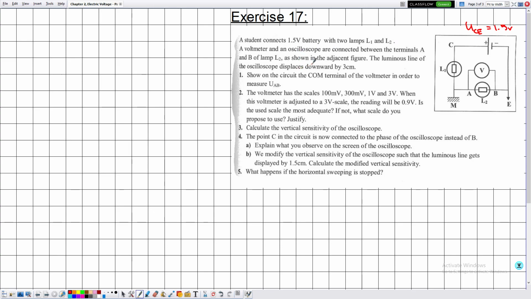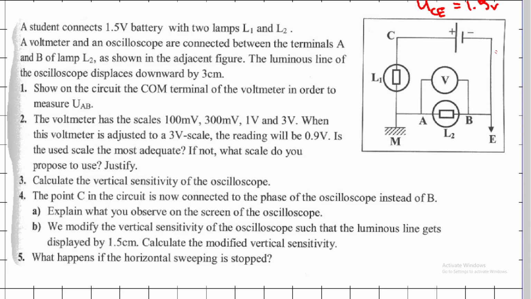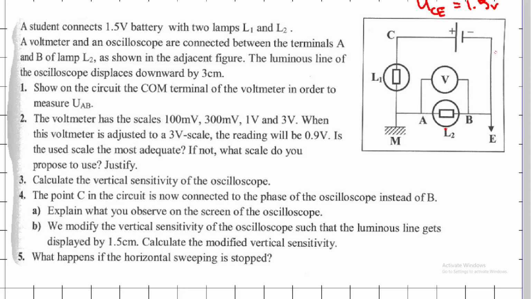A voltmeter and an oscilloscope are connected between the terminals A and B of lamp L2. So notice that across the lamp L2 we have the voltmeter and we have the oscilloscope as well. And here let me be very clear. They are telling me a voltmeter and oscilloscope are connected to the terminals A and B of lamp L2.